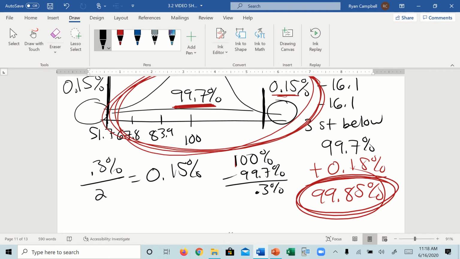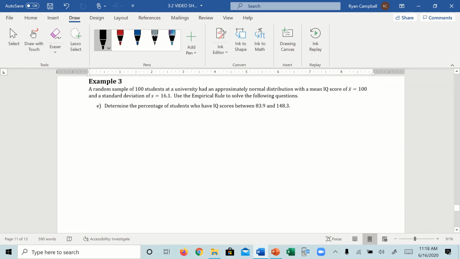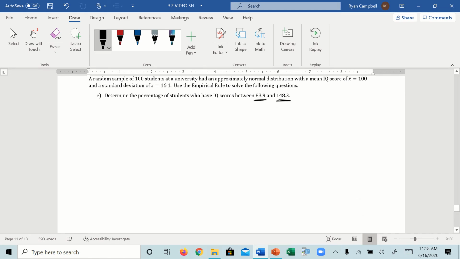Two more. So now determine the percentages of students who are between 83.9 and 148.3.